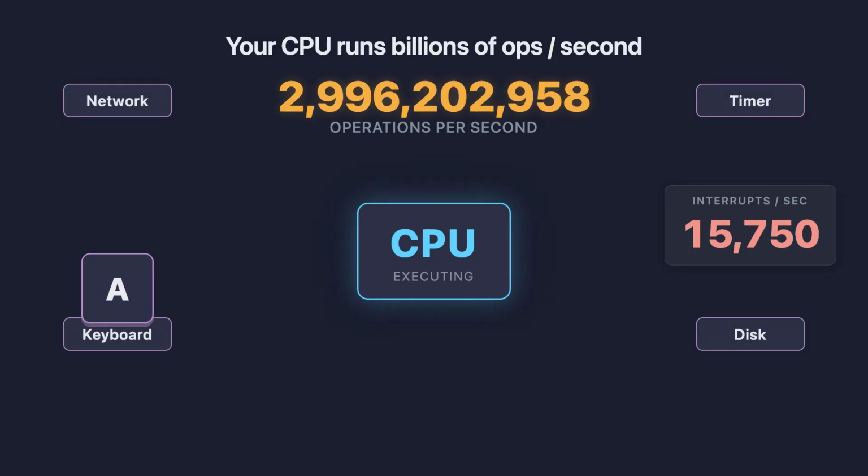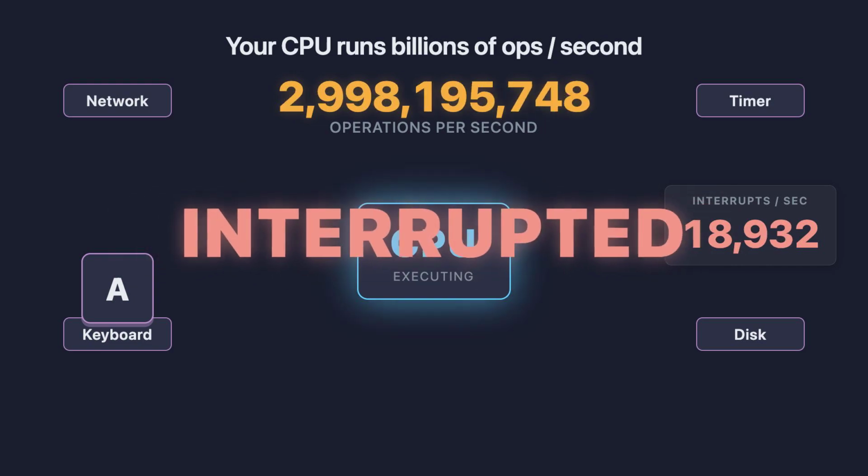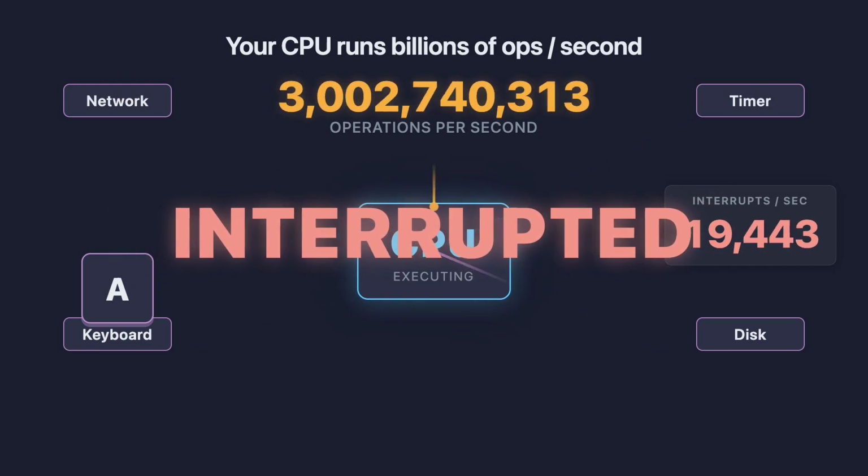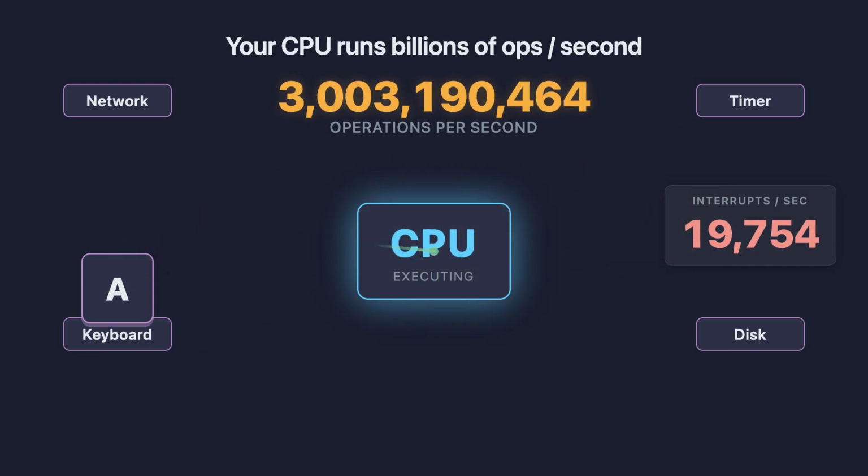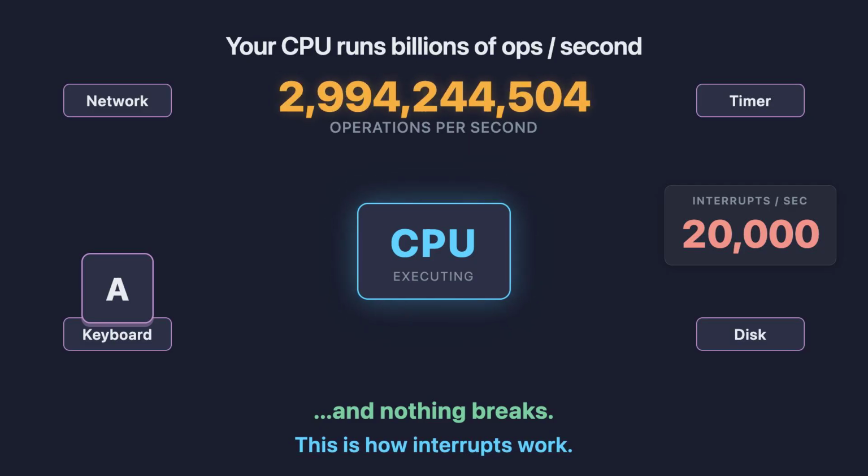The CPU wasn't watching your keyboard. It wasn't polling your network card. It wasn't babysitting the clock. It was interrupted. Every keypress, every network packet, every disk read, every timer tick, tens of thousands of times per second, yanks the CPU away from what it was doing. And somehow, nothing breaks. This is how interrupts work.